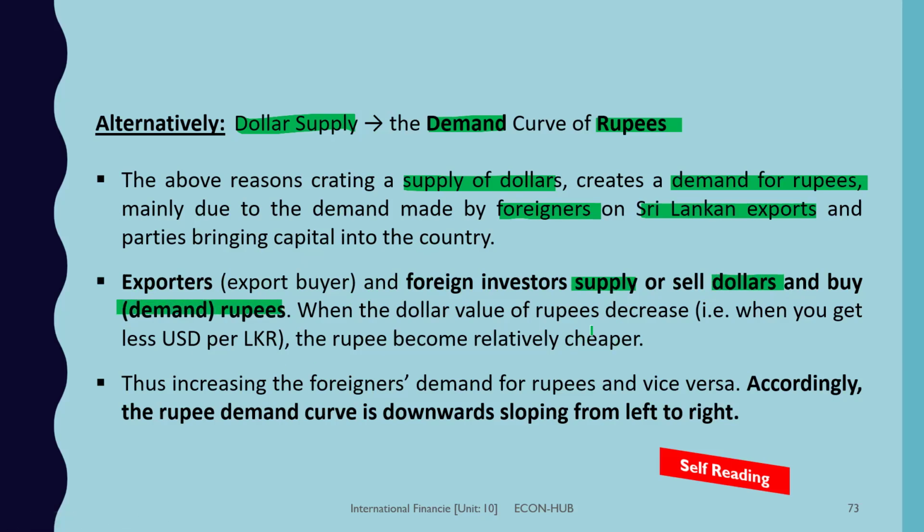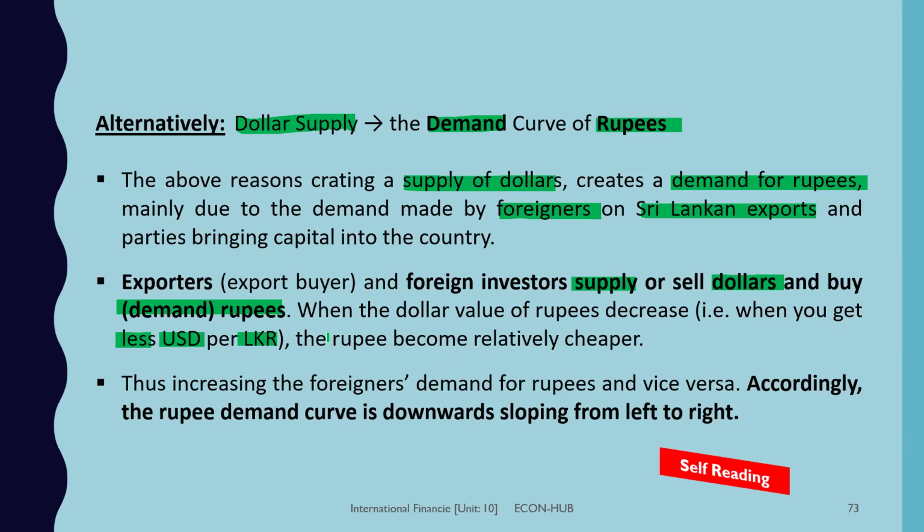When the dollar value of a rupee decreases, confusing? Look at what is within brackets. That is, when you get fewer dollars per rupee, what will happen? Look at the supply side of it. When you get fewer dollars for a rupee, dollar supply decreases.